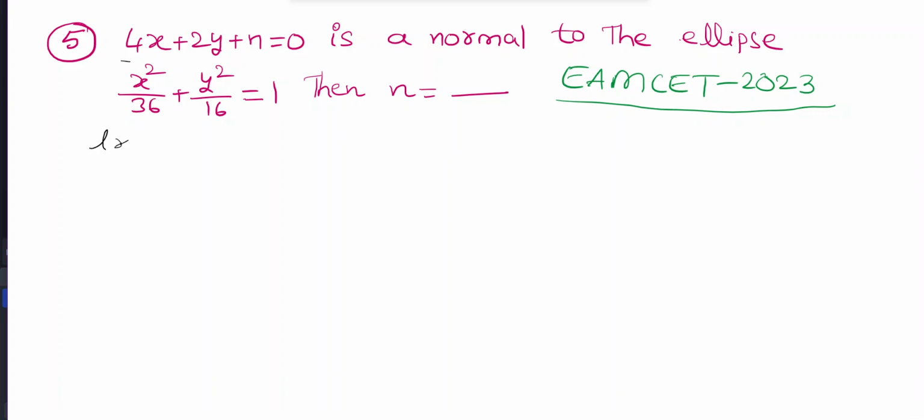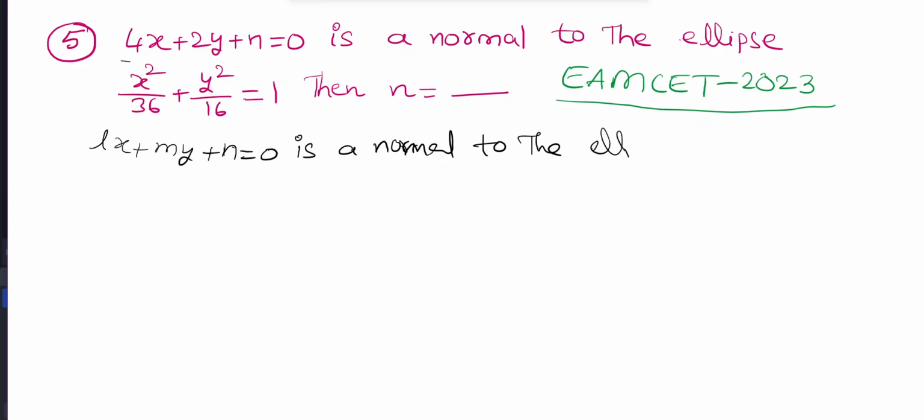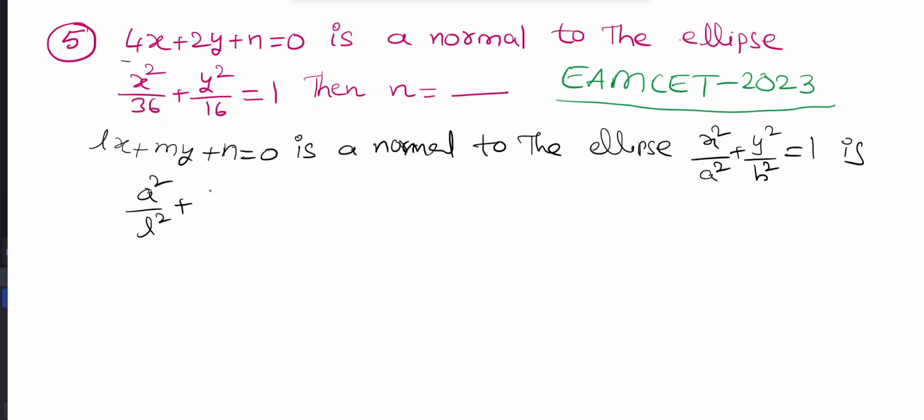We know the formula: lx + my + n = 0 is a normal to the ellipse x²/a² + y²/b² = 1. This is the condition for normality: a²/l² + b²/m² = (a² − b²)²/n². This is the condition for normality.